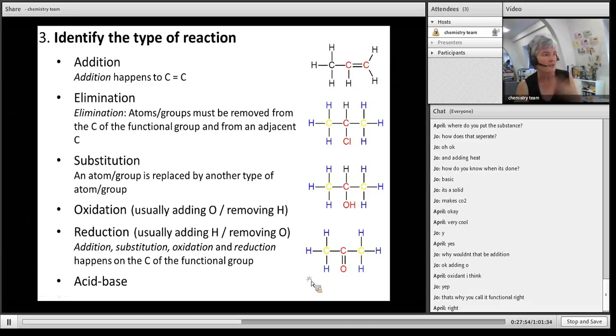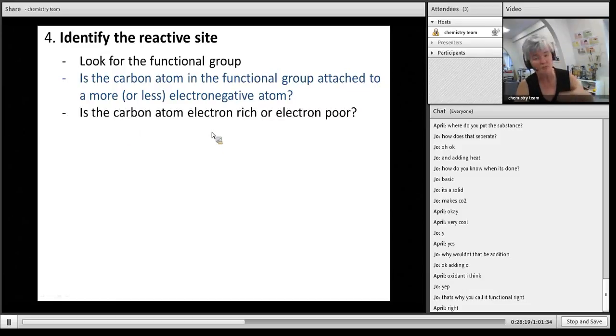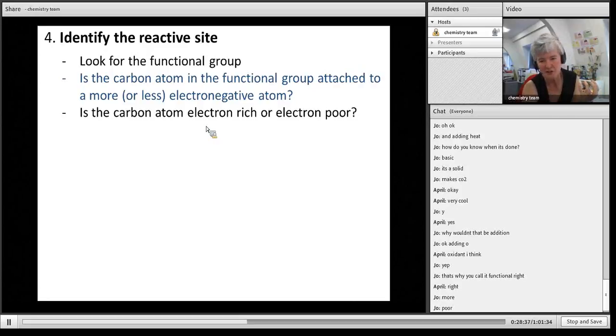Okay, right, so you look for the functional group. The next thing is you look for that carbon atom of the functional group, bonded to a more electronegative or a less electronegative atom, because that'll help you decide also what's going to happen. And that makes it electron rich or electron poor. So if I've got a carbon attached to, say, an oxygen, is oxygen more electronegative or less electronegative than carbon? More. So will carbon be rich in electrons, or will it have some of its bonding electrons taken away, and so be poor in electrons? Right, Joe, you're ahead of me. It's poor in electrons. So that makes it a bit positive.